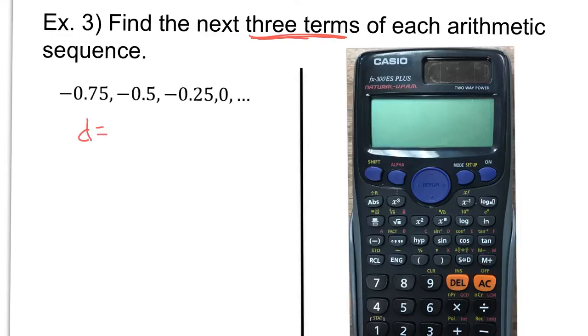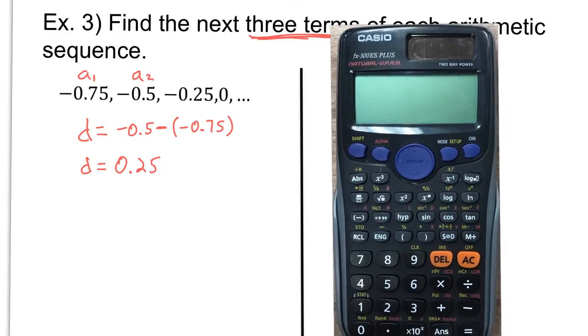So I'm going to find D. My second term, it is negative. You have to be careful with the signs. Negative 0.5 minus my first term. Now, my first term is also negative, so I need parentheses. Negative 0.75. Now, using the calculator, you will get positive 0.25. Now, again, in that calculator, you will need to use your decimal button.